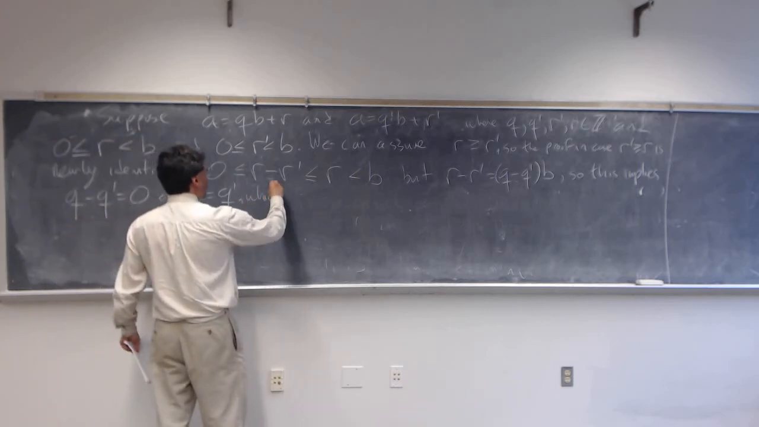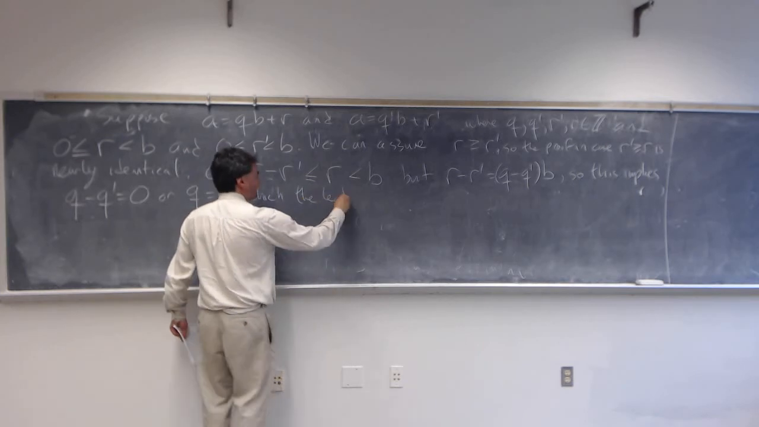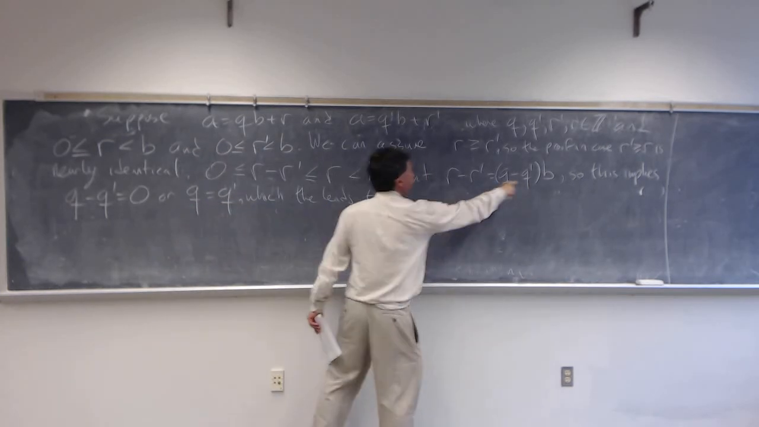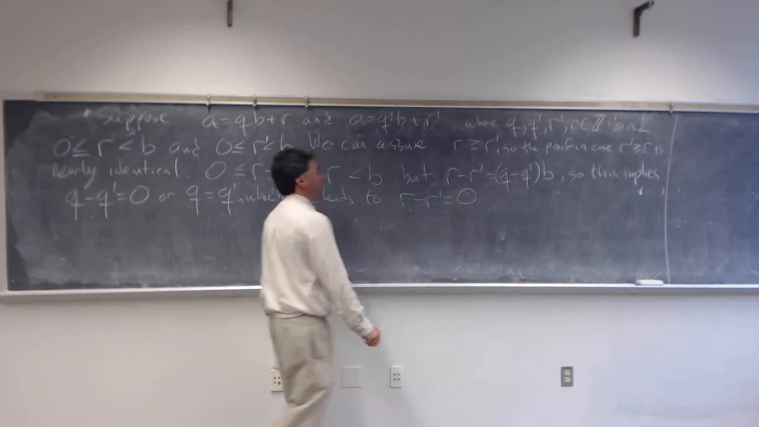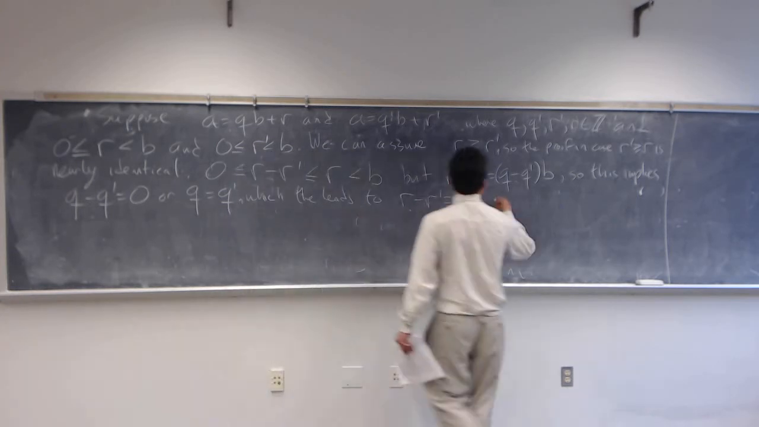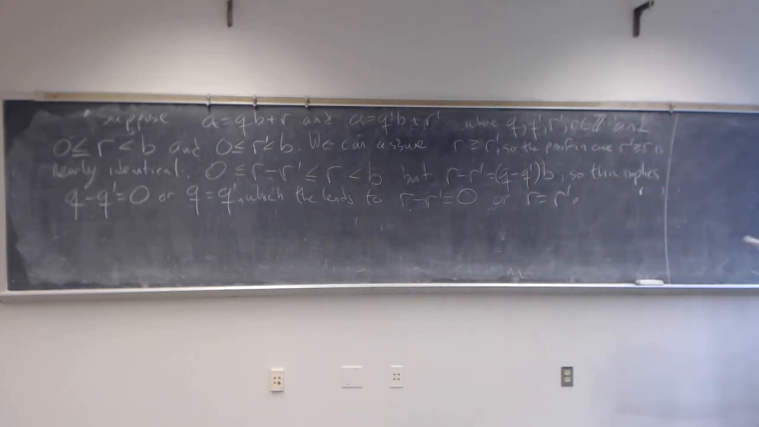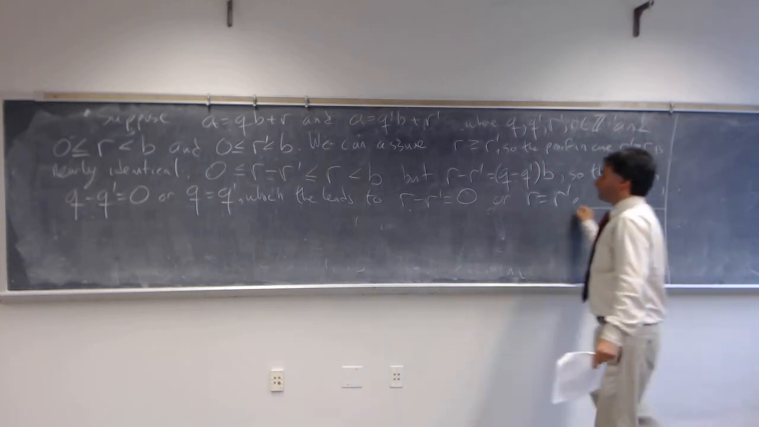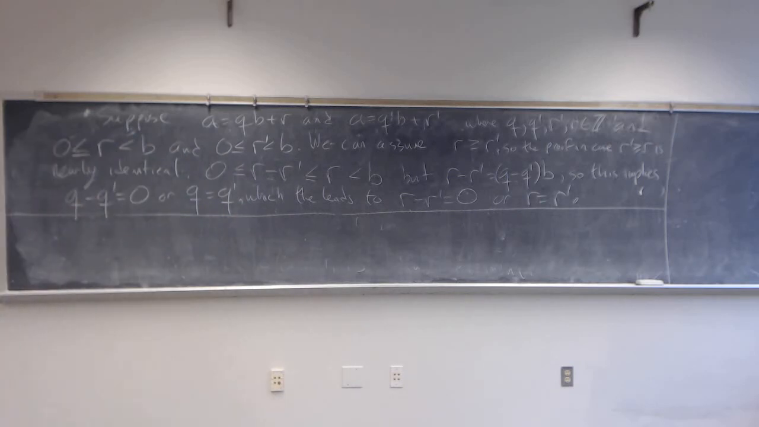So once we have this, which then leads to, if this is 0, R minus R prime would have to be 0. And so we proved uniqueness. So this concludes the proof of the division algorithm.